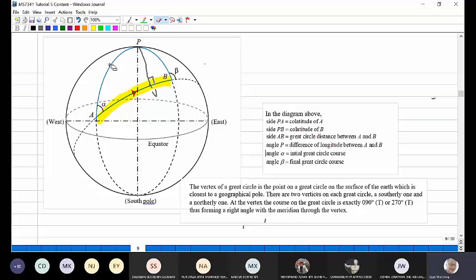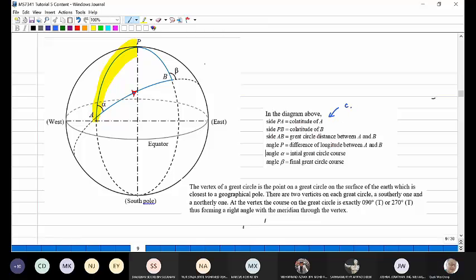Look at this triangle again. So I can do one at a time. The distance PA, which is highlighted here, is this portion here. We have a name for this. It's called the co-latitude of A. The side PA here, co-latitude of A, right? So it's the length, co-latitude of A.